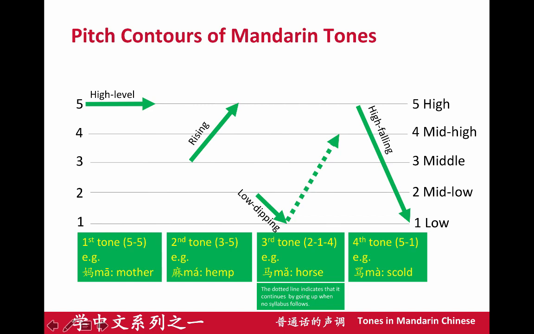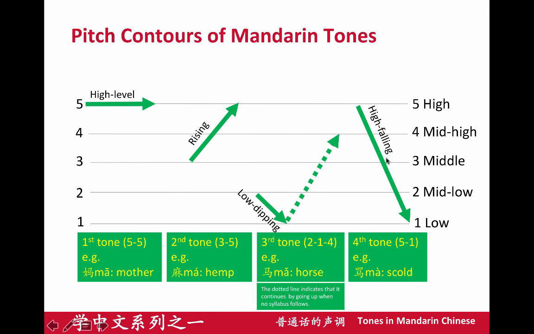However, when the third tone is followed by another syllable, it does not rise. For example, 马上. 马上 means immediately. So 马 is followed by 上. So 马 doesn't rise in this case. 马上. Okay, the fourth tone. The fourth tone is a falling tone. It descends from very high to very low.